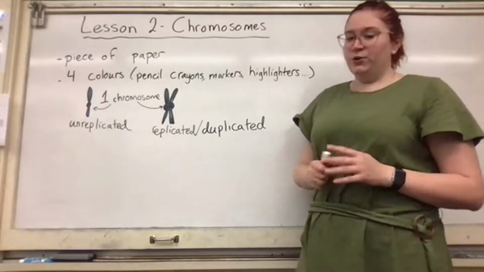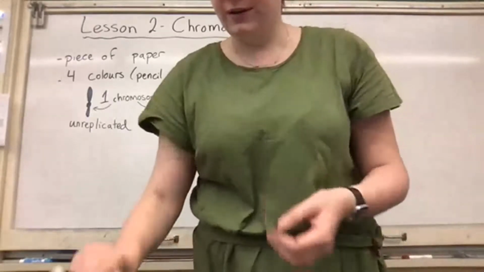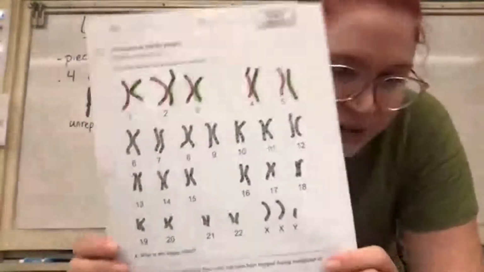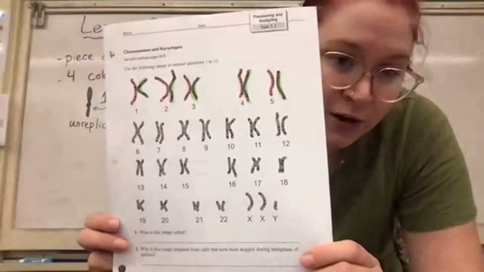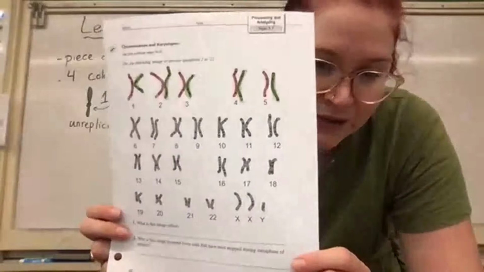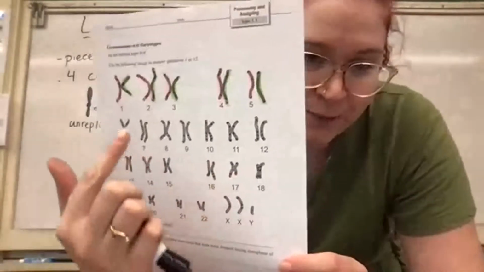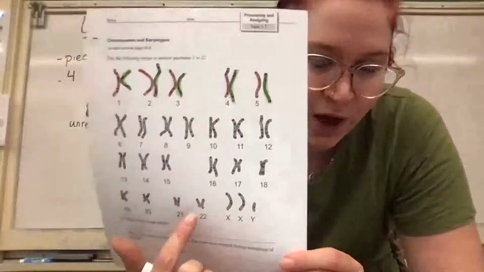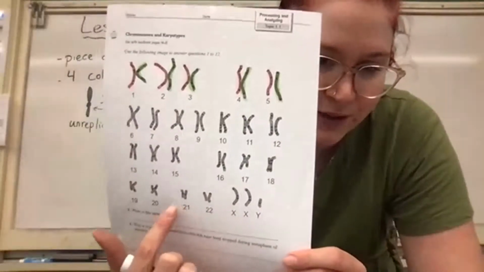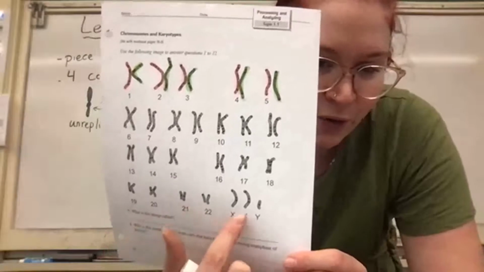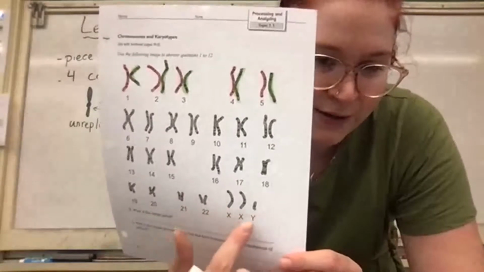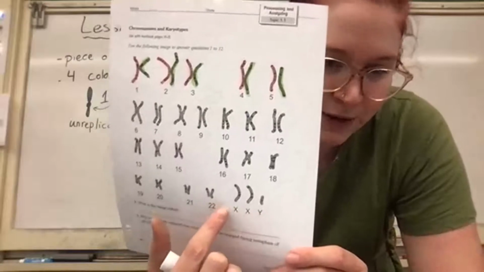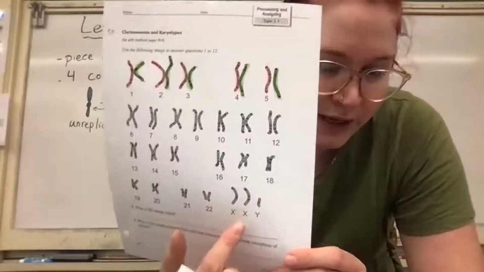In your workbook, you can find this picture. This is page 5 in your workbook. This is called a karyotype. It is a picture of all of the chromosomes in a cell. So you can see that there's 22 pairs that are numbered. Those are called autosomes. Those are the non-sex linked chromosomes. Over here, there are X's and Y's. These are sex chromosomes. Typically, you have either an XX or an XY.